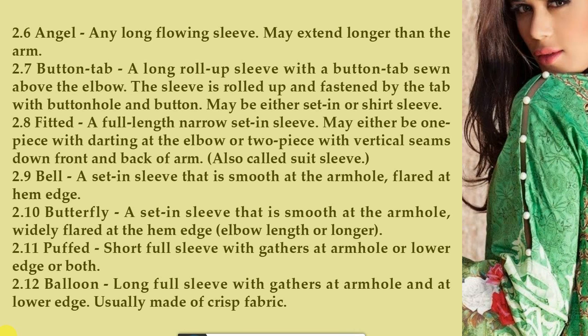2.10 Butterfly. A set-in sleeve that is smooth at the armhole, widely flared at the hem edge, elbow length or longer. 2.11 Puffed. Short full sleeve with gathers at armhole or lower edge or both. 2.12 Balloon. Long full sleeve with gathers at armhole and at lower edge. Usually made of crisp fabric.